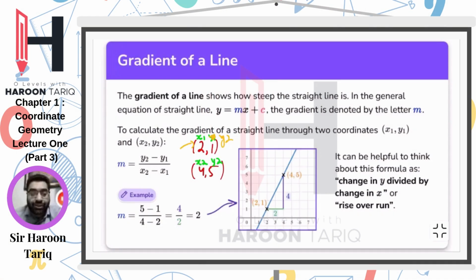Both of them are 2. What you cannot do is call this x1 and this y2. Right? That is not allowed. That will give you the wrong answer.